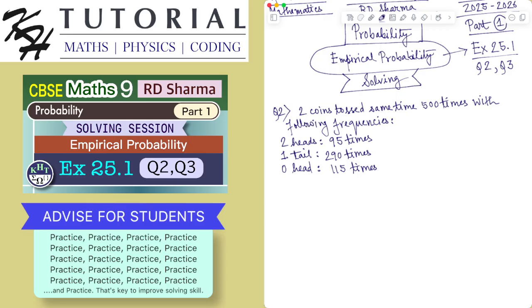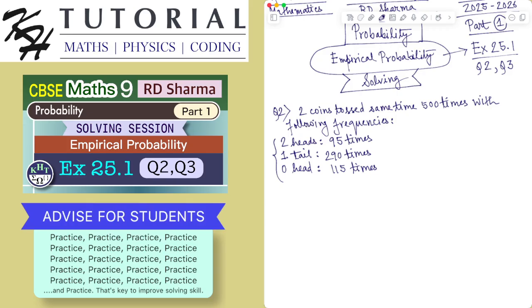So we have to find the probability of these 3 events, that is 2 heads showing up, 1 tail showing up, or 0 heads showing up. Meaning the question is asking, if again I toss two coins simultaneously, then what is the probability that there will be 2 heads, what is the probability there will be 1 head, and what is the probability there will be 0 heads.